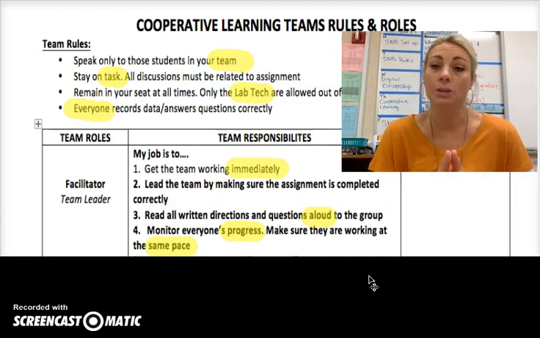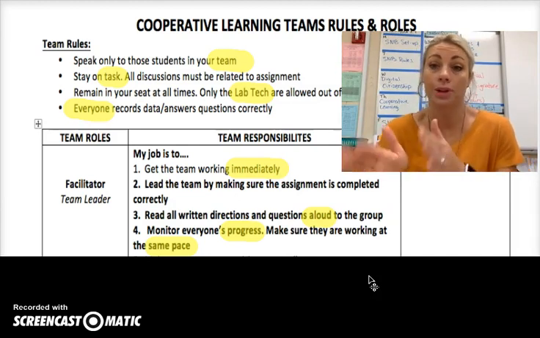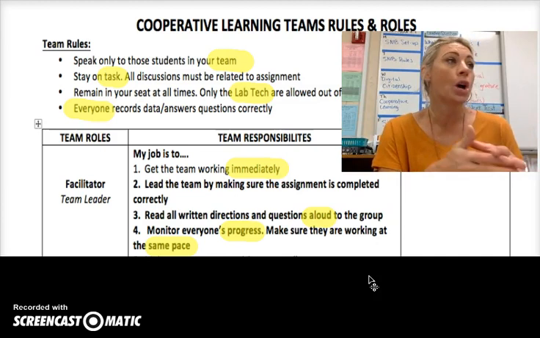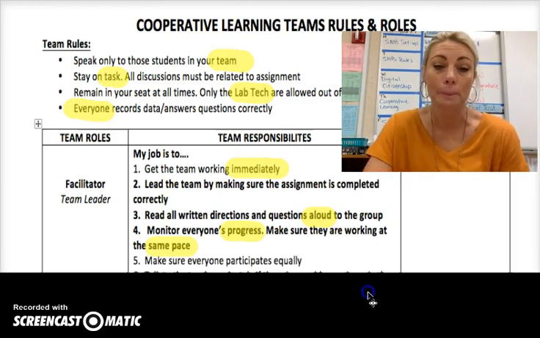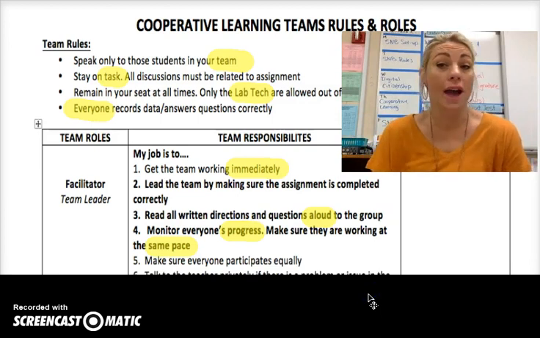The facilitator is the person who says, all right, we're done with number 2. Are you done with number 2? Are you done with number 2? Great, everyone's done. We can all move on to number 3. The facilitator makes sure everyone is working equally.